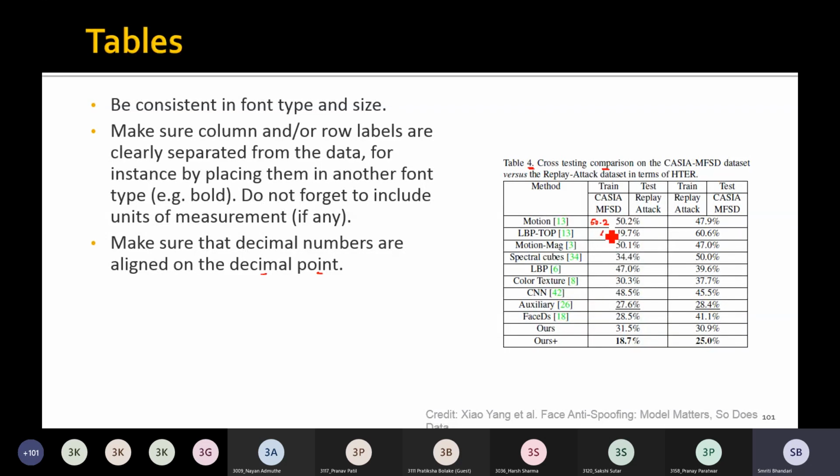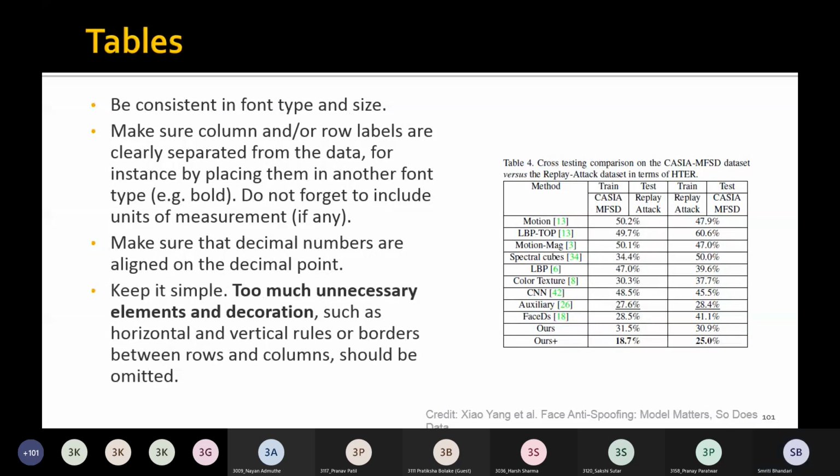It should not happen that I have written say 50.2 here and I have written 49.7 like this. So these decimal points are not aligned. This is not a good representation. Many times we do not put enough attention while providing the data and while designing such kinds of tables. Maybe for one row you are having center justification, for some other row right justification, for some row left justification. So there is a mismatch in the quantities that you are representing in the form of a table. It should not happen. So make sure that the decimal numbers are aligned on the decimal point.